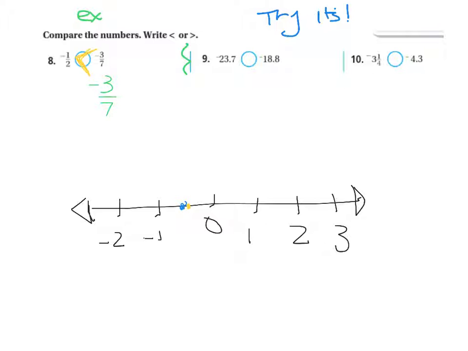Okay, so to check your work, they're both negative, which we always want to check for first. -18 and -23. -18 is actually going to be larger because -23 is further to the left. And to check this one, I'm going to look at just the whole numbers. -3 and -4. Well, -3 is going to be closer to 0, so it is going to be larger because it is further to the right. Okay. And that is your try it problems.